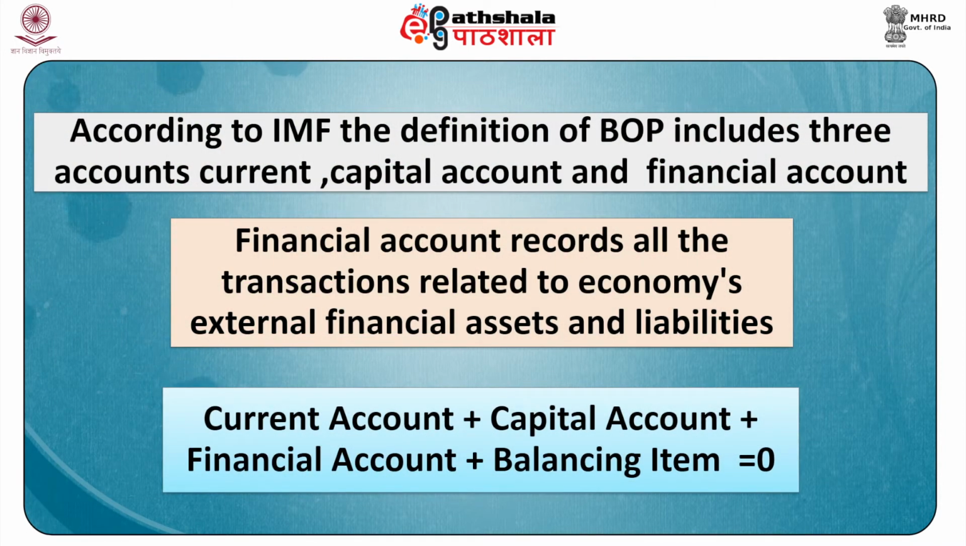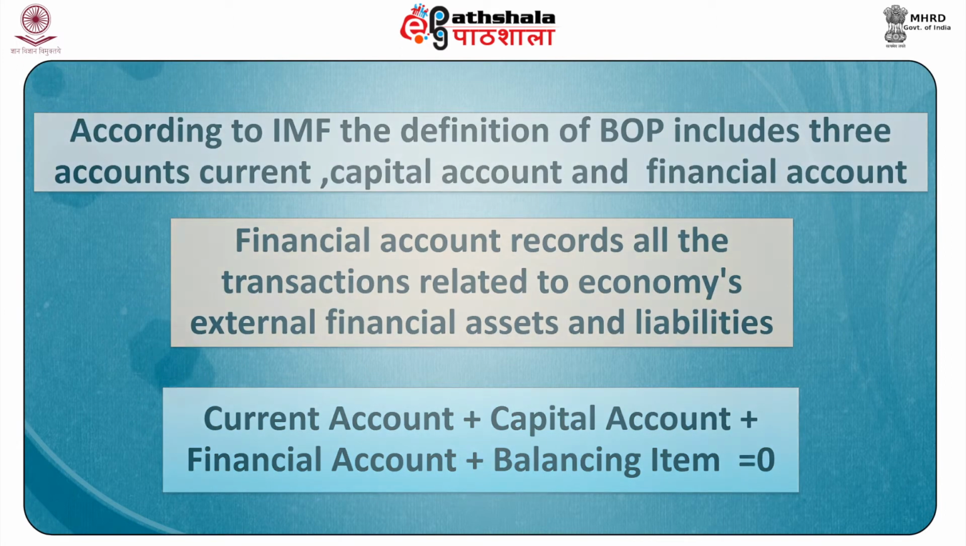According to the IMF, the definition of BOP includes three accounts: current, capital and financial account. The financial account records all the transactions related to the economy's external financial assets and liabilities. So we have current account plus capital account plus financial account plus balancing item, which should be equal to zero.